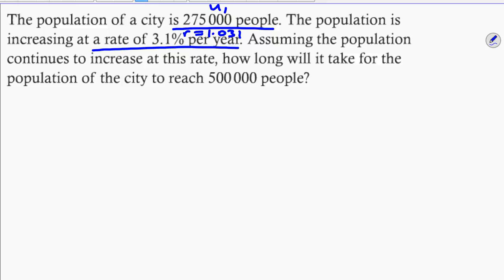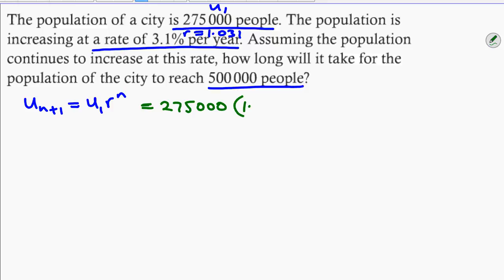Assuming the population continues to increase at this rate, how long will it take for the population of the city to reach 500,000 people? So I'll again use this formula. The population after n plus 1 years will be given by that. So if I substitute in whatever I have from this question, I'll end up with 275,000 into 1.031 to power n.